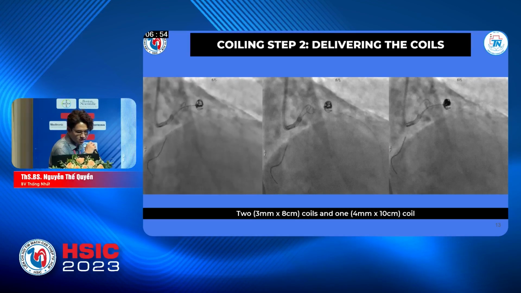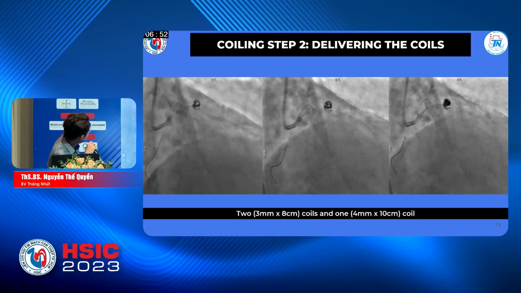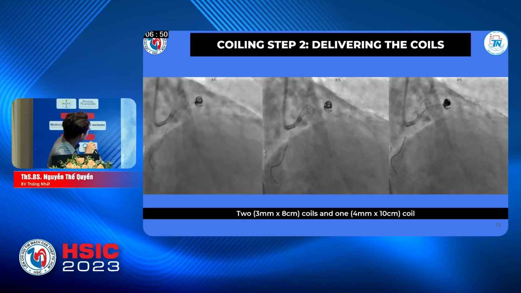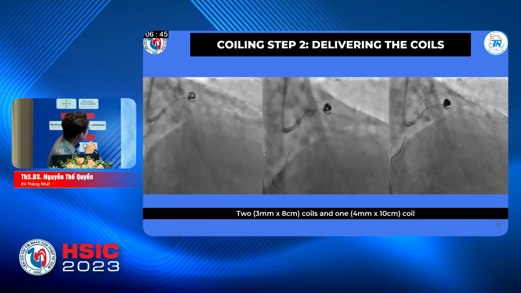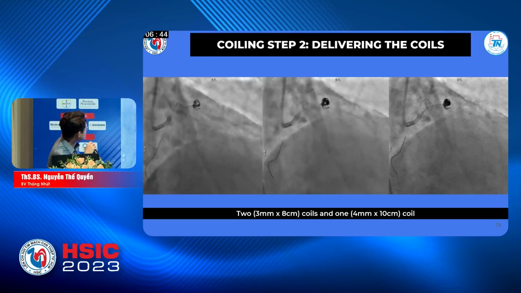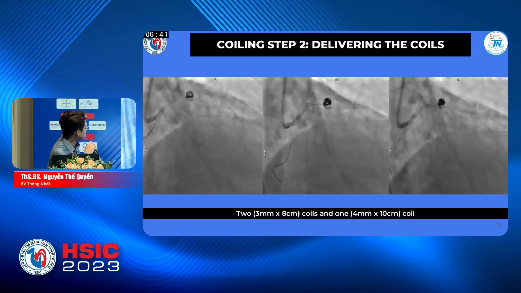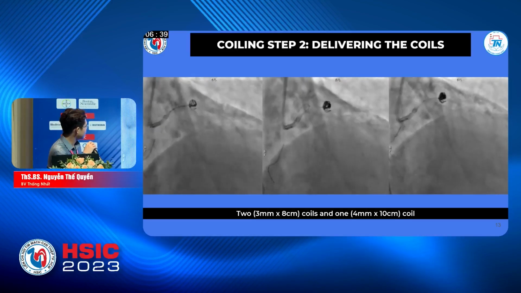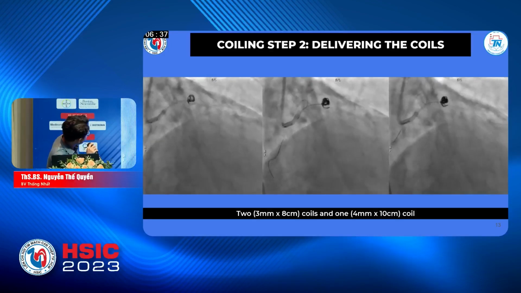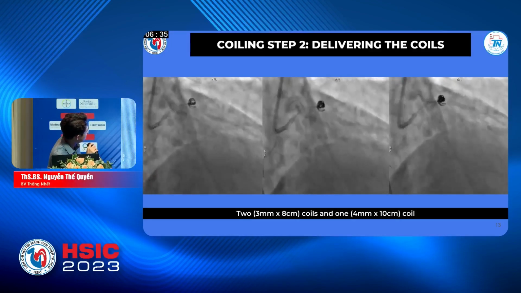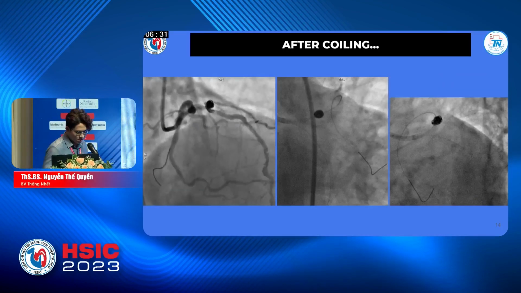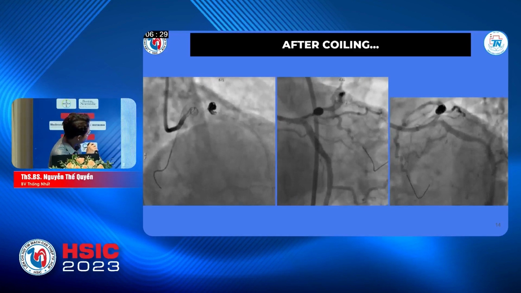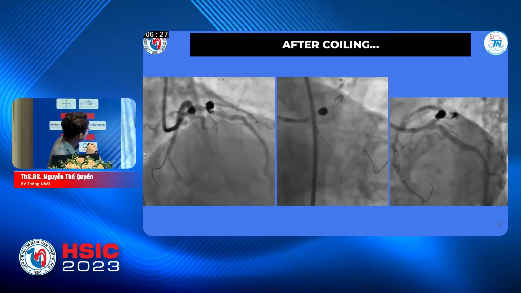And second, through the microcatheter, we deliver 3 coils to embolize the aneurysm and to fill up all the space of the aneurysm. This is coil number 1, coil number 2, and coil number 3. Okay, and this is the result after the coiling was done.